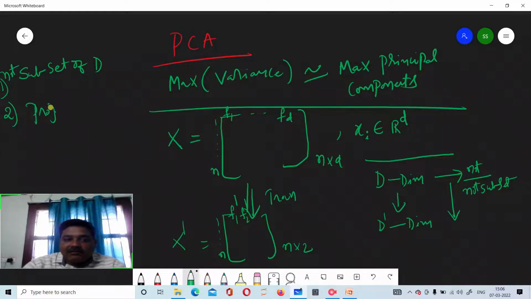The first observation. The second observation is projected data. We are finding projected data. The D dash data is projected. It is not a subset of the data. That is a very important observation when you are applying PCA. It is one of the most important questions that most product-based companies ask.